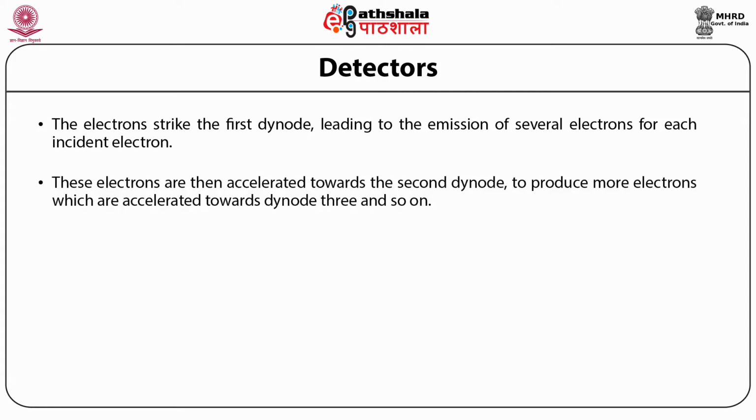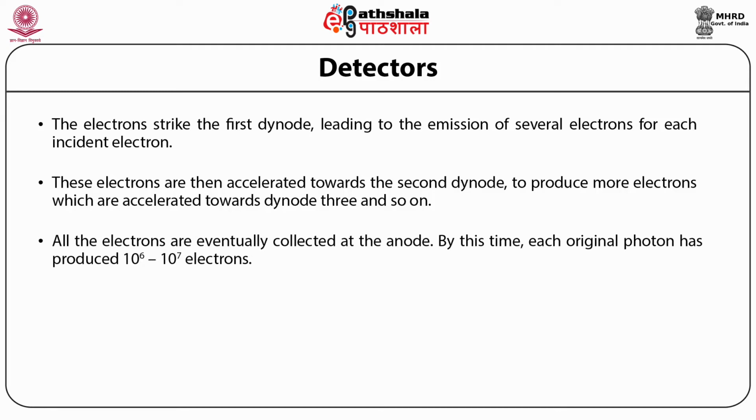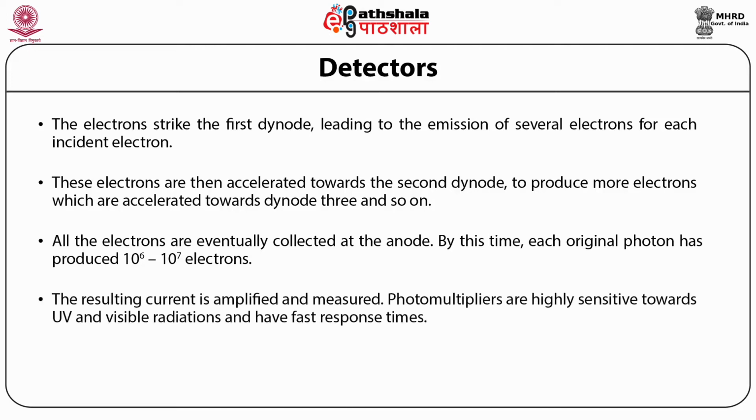These electrons are then accelerated towards the second dynode to produce more electrons, which are accelerated towards dynode 3 and so on. All the electrons are eventually collected at the anode. So by this time, each original photon has produced 10 to the power 6 to 10 to the power 7 electrons. The resulting current is amplified and measured.